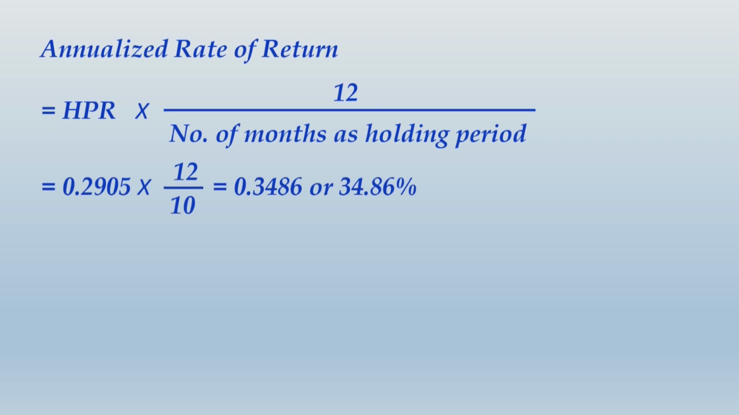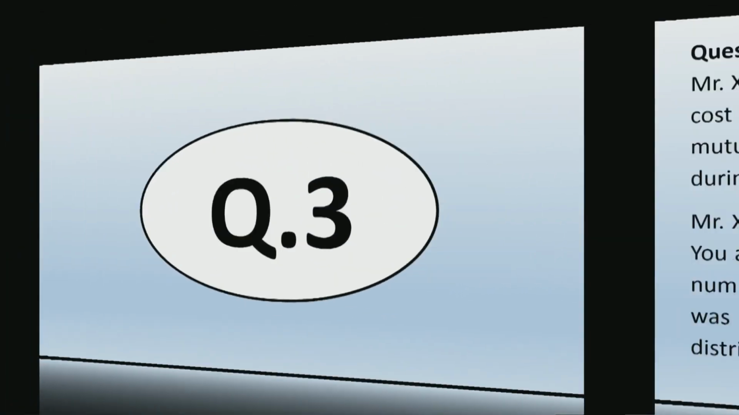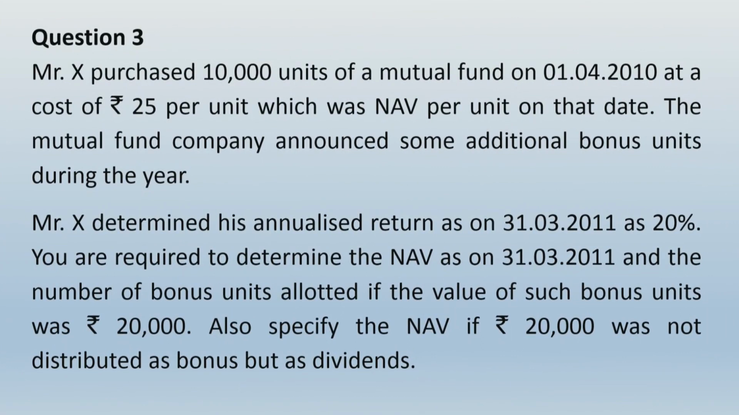Alright friends, you would have finished writing this as well. Let us move ahead and take up the next question, that is question number 3. Let us read this question. Mr. X purchased 10,000 units of a mutual fund on 1/4/2010 at a cost of rupees 25 per unit, which was NAV per unit on that date.